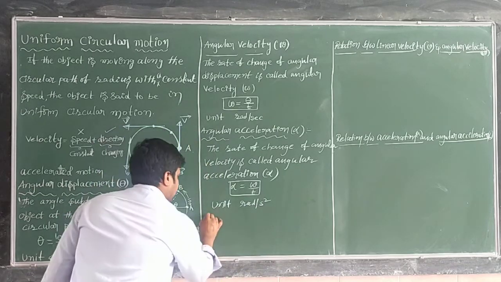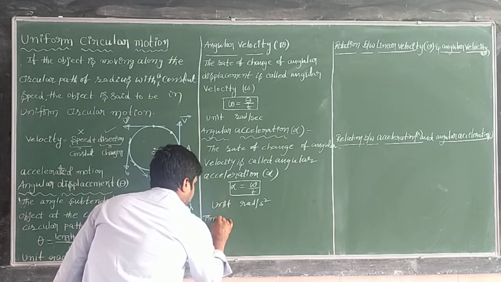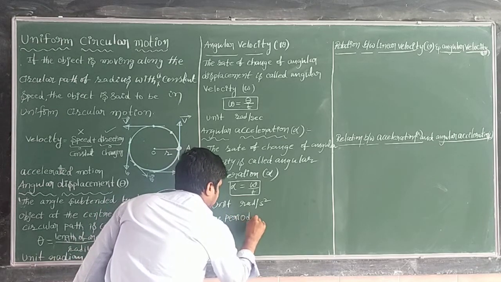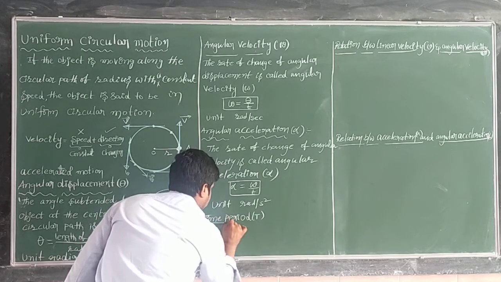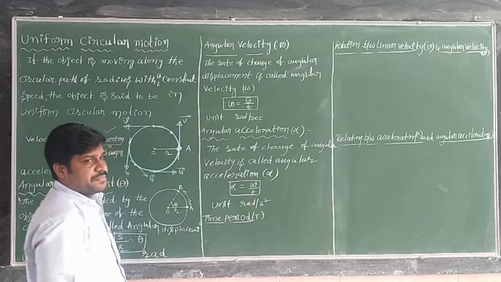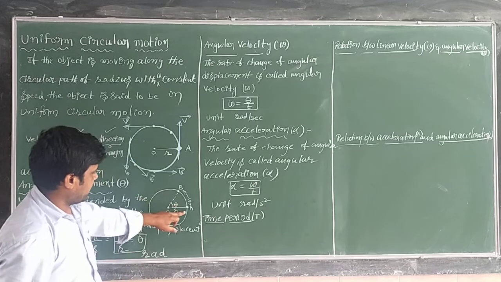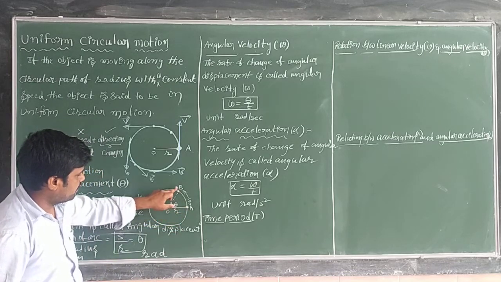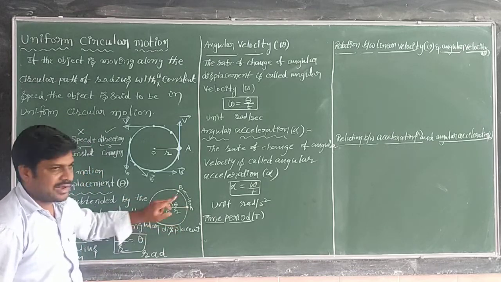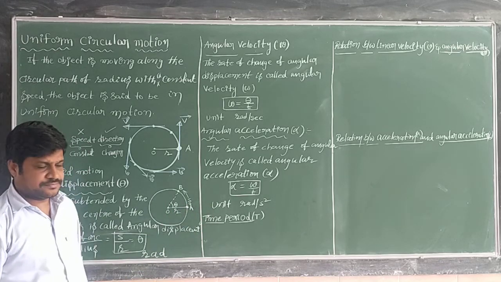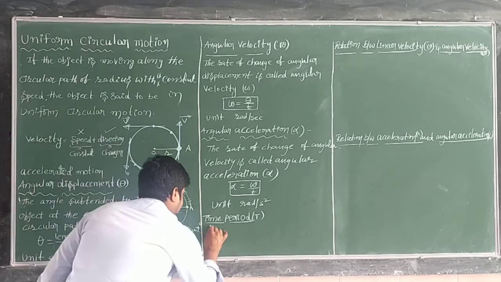Next one, time period. Time period is denoted by capital T. Time period means the total time taken by the object to complete one revolution along the circular path. Next one, frequency.